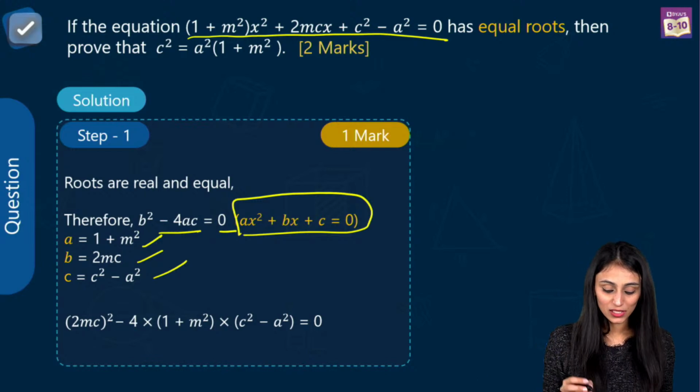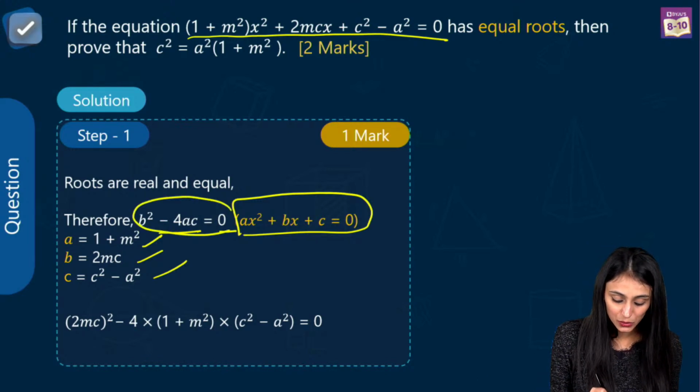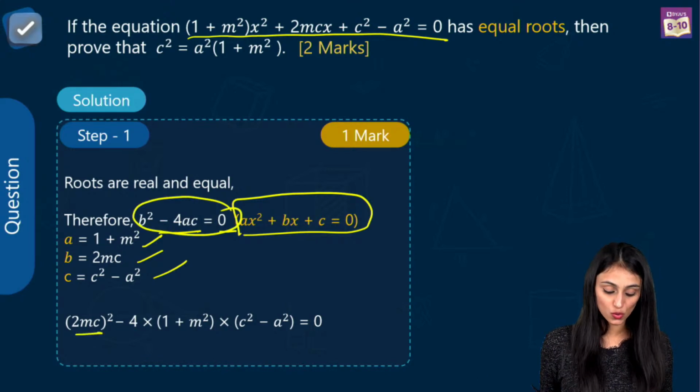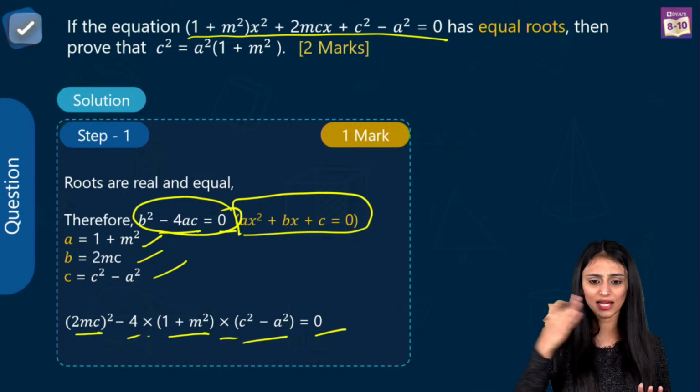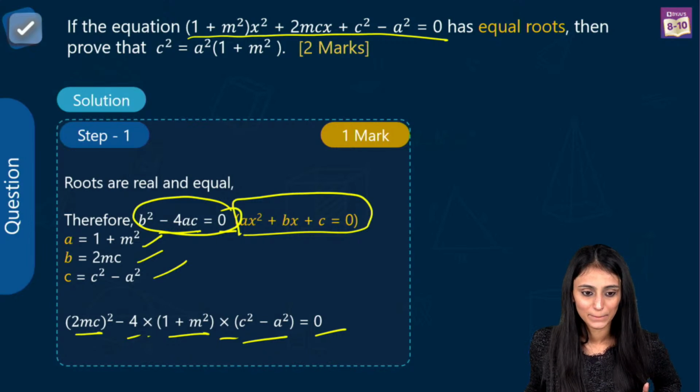So here, simply what I'll do is I'll substitute these values here. So we have 2mc whole square minus 4 times 1 plus m square times c square minus a square equal to 0. Yes, I hope this step is clear to everyone. Yes? Quickly give me a thumbs up so that I can move to the next slide.